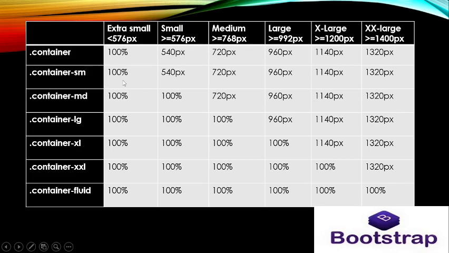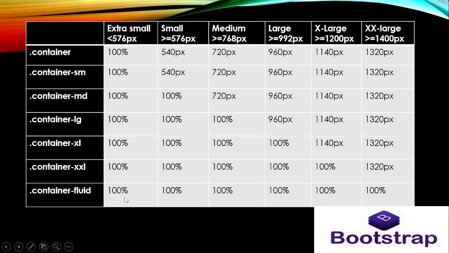For the extra small size it is 100%. SM here means small, MD means medium, LG means large, XL means extra large, and double XL means extra extra large. This is introduced for the extra large screens in Bootstrap 5. And container fluid is for the full width screen, and its size is 100% always in all the screen sizes, as you can see. So that's the advantage of container fluid.